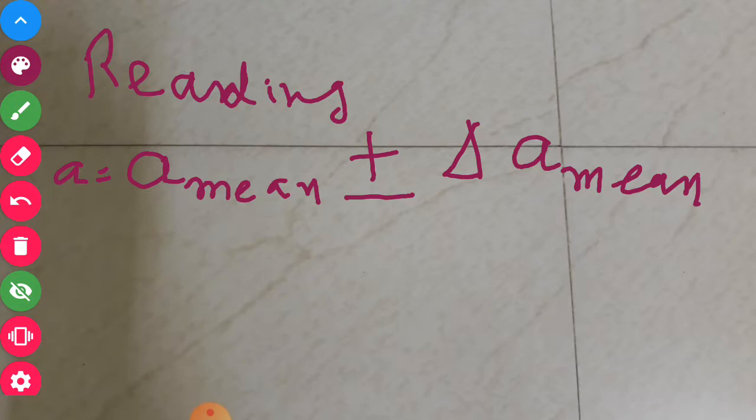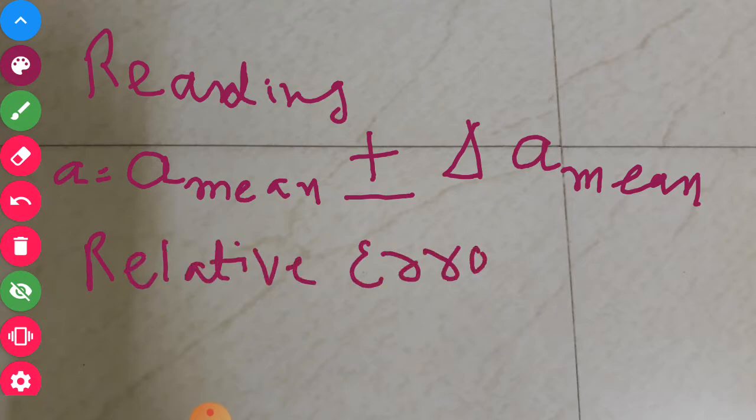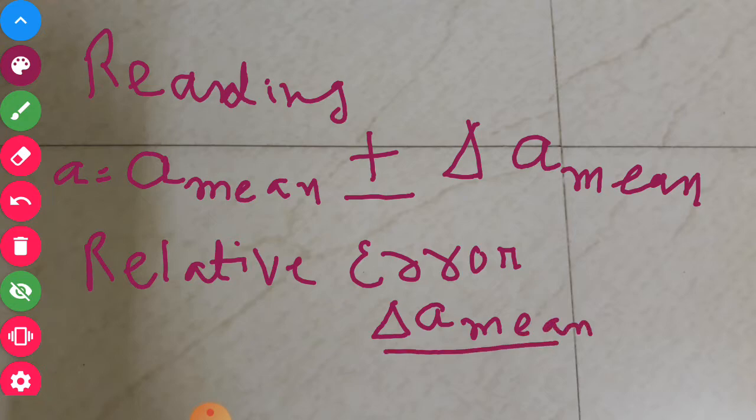Now the relative error can be found. Relative error is just the ratio of the mean absolute error, that is delta a mean, to the mean value, that is a mean. So relative error is delta a mean upon a mean.